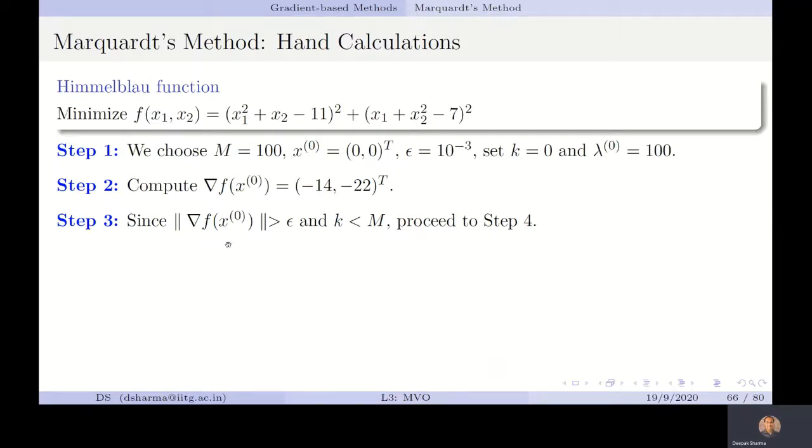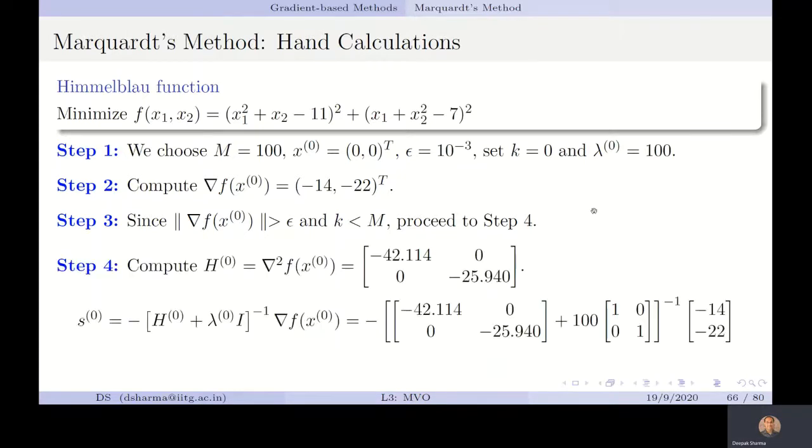In step 2, we find the gradient of the function, so this value you can see here, and in step 3, we find the norm of the gradient of the function at x0. Without calculating this, because this particular value in step 3 we have already calculated in the steepest descent method as well as in Newton's method, we can use those values here. So we know that this value is already larger than the epsilon value, and k is also smaller than m. We are going to proceed to step number 4.